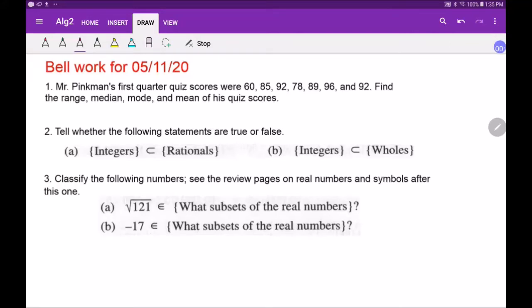Mr. Pinkman's first quarter quiz scores were 60, 85, 92, 78, 89, 96, and 92. The smartest thing we can do probably is write these in the order that they occur. Or no, not the order they occur, but their natural order here, from least to greatest. So we keep looking back to see where we are.